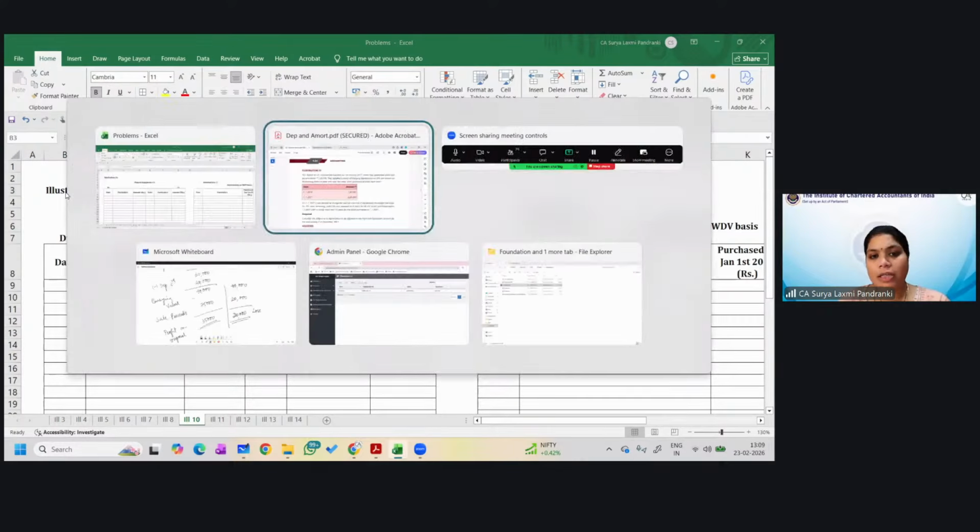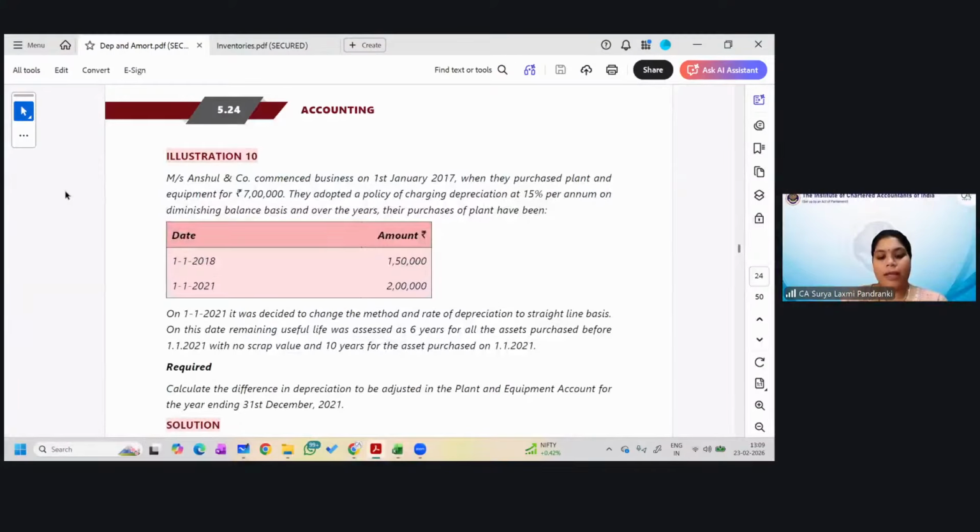What will happen if you're changing the method is, suppose I have purchased the machinery with a useful life of 10 years. After 4 years, I thought that I will change the method of depreciation. Then from the 5th year, you will start changing it, which means it is a prospective effect only. It is not a retrospective effect.